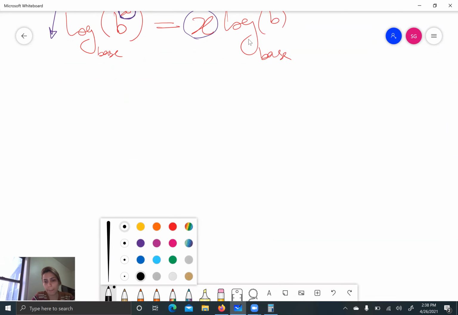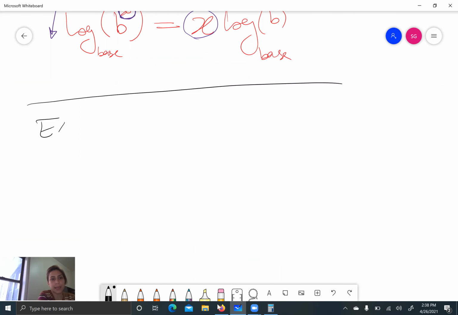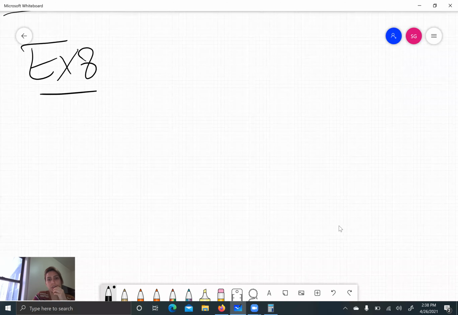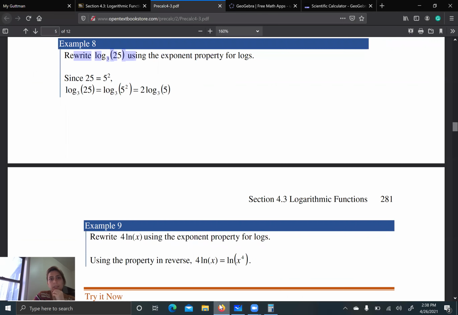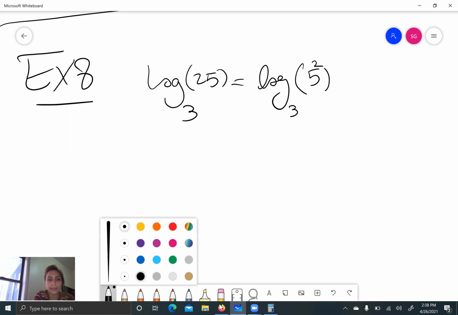This is example 8, okay? And the question is log of 25 base 3. And the question is just rewrite it using the exponent property for the log. Okay, what does it mean? We know that 25 can be written as 5 squared, right? 5 squared. So that property tells us that.